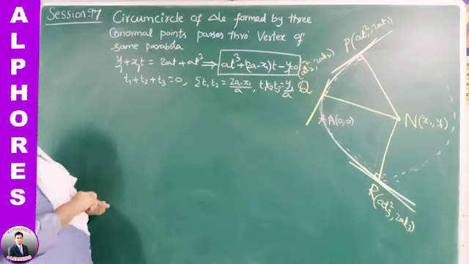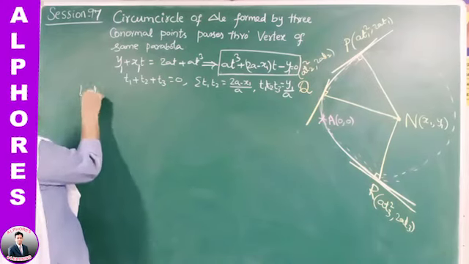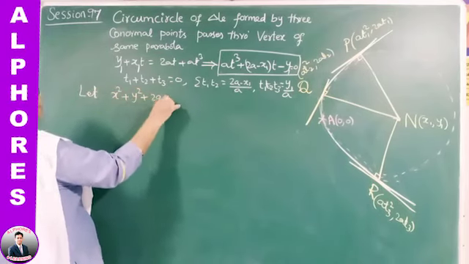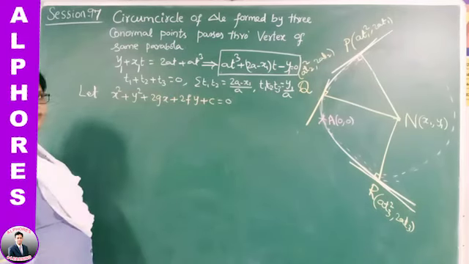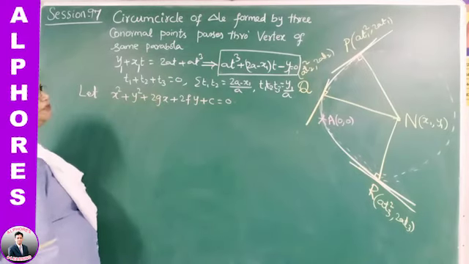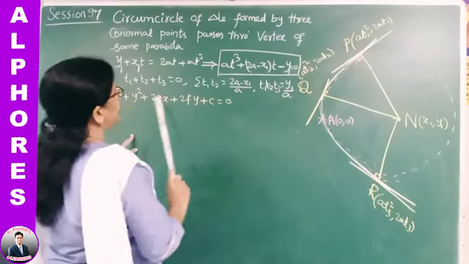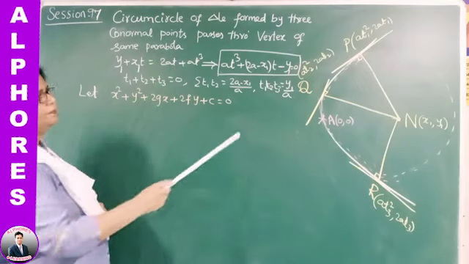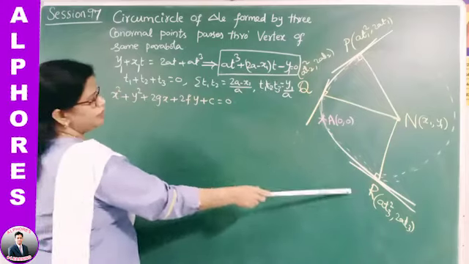Now what is our question? Circumcircle of the triangle. Let us consider the circle equation as x square plus y square plus 2gx plus 2fy plus c equal to 0. So this is our circle equation. Now which points must satisfy this circle equation? The 3 co-normal points, that is P, Q, R must satisfy this equation, because we are talking about the circumcircle. It implies the 3 points must lie on the circumcircle. Similarly q and r also.